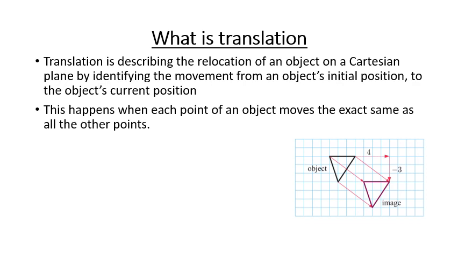Basically, if we use our example, we can see that every green point of our black triangle is moving 4 across, or 4 to the right, and 3 down. Okay, 4 across, 3 down, 4 across, 3 down. So every single vertex of that original triangle is all moving the exact same amount.